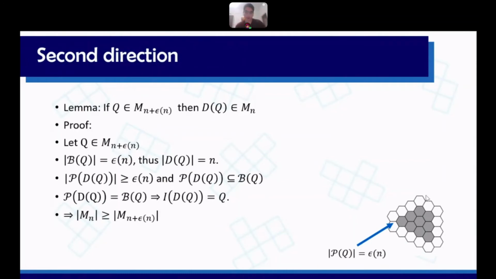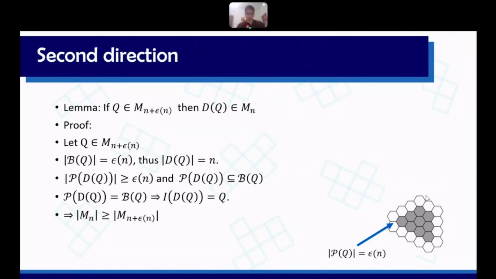We have to show also that if we take two different minimal perimeter lattice animals and deflate them, we get two different minimal perimeter lattice animals as well, but we can also show this. So these are the two directions of the bijection, nothing too complicated.